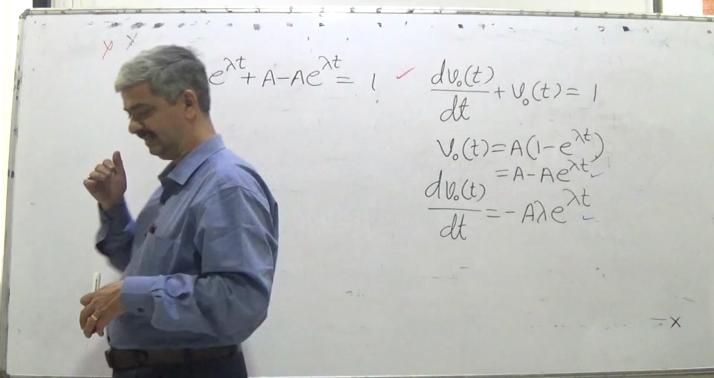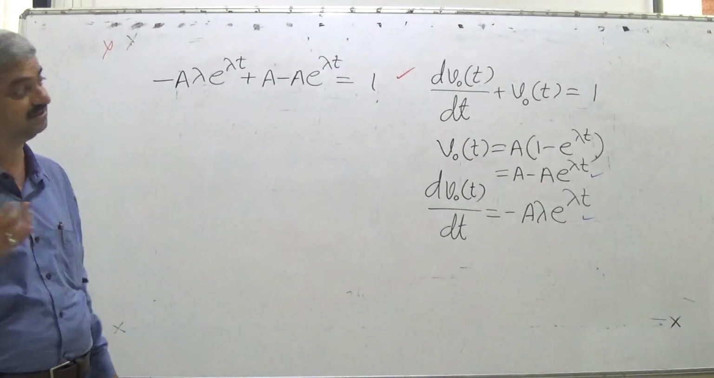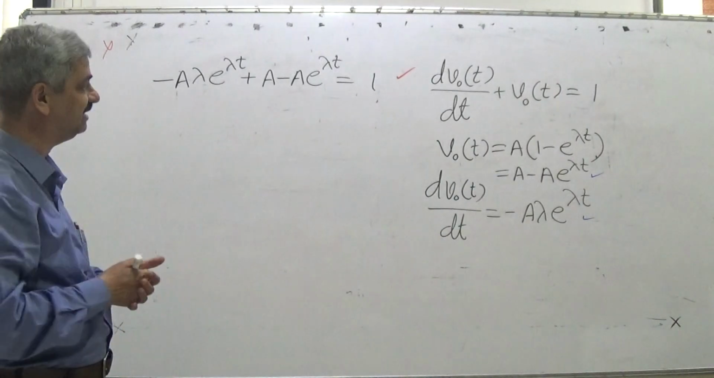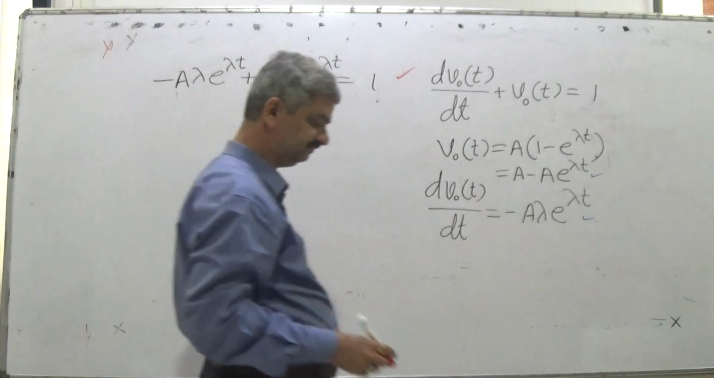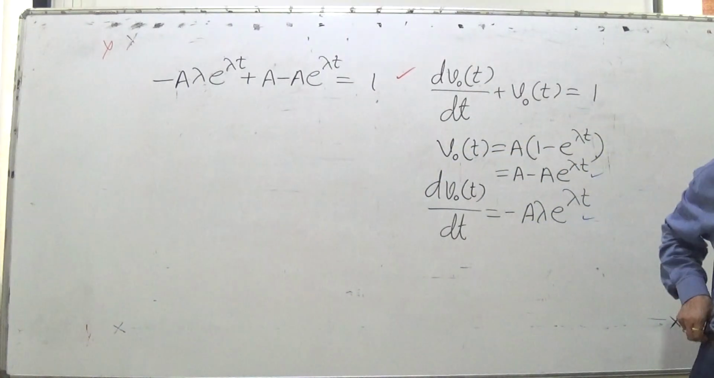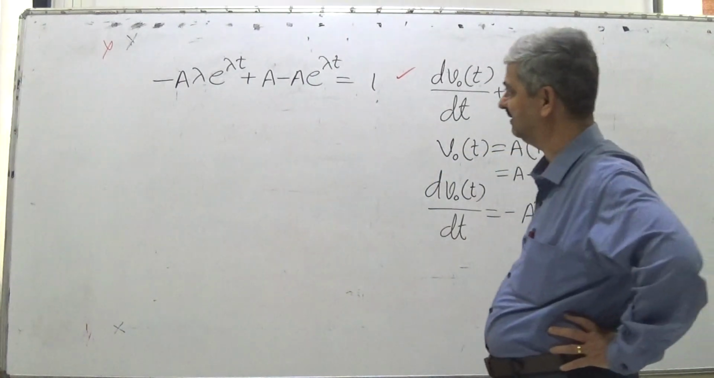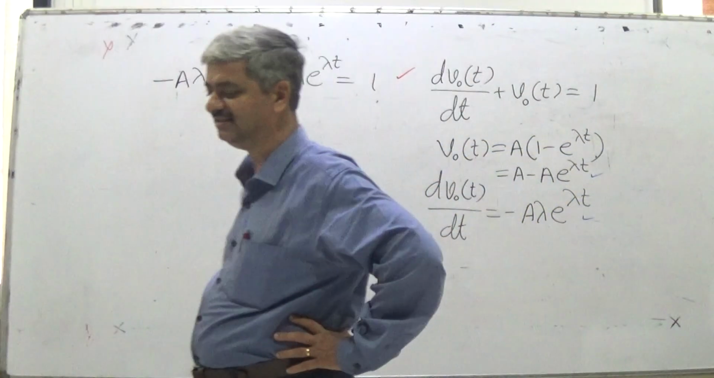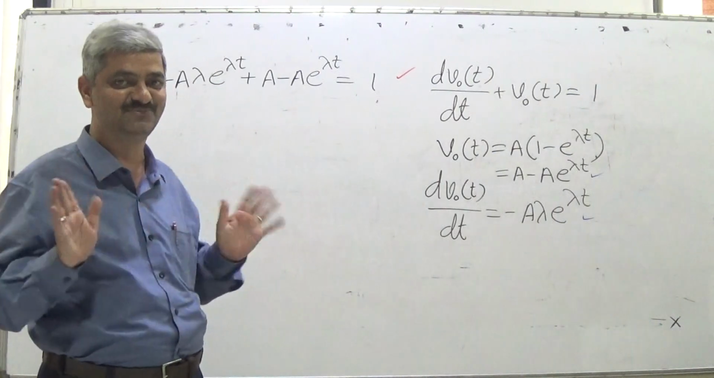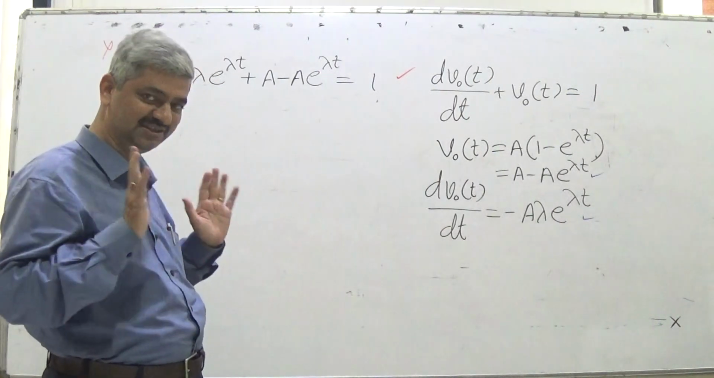This is one equation. Then somebody will ask, using one equation, how can we get it? How many unknowns are there? Two unknowns, A and lambda, and only one equation. In fact, there are two equations. Again, it is not scientific, just to make things simpler I am telling.